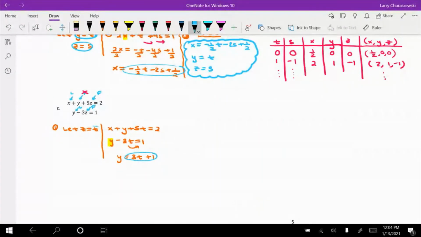Okay, so parametric equation for z, parametric equation for y, and what do we do about x? Well, what we can do is, now that we know that y is equal to 3t plus 1, we could plug it back into that spot in the first equation. So we would have x plus 3t plus 1 plus 5t equals 2.